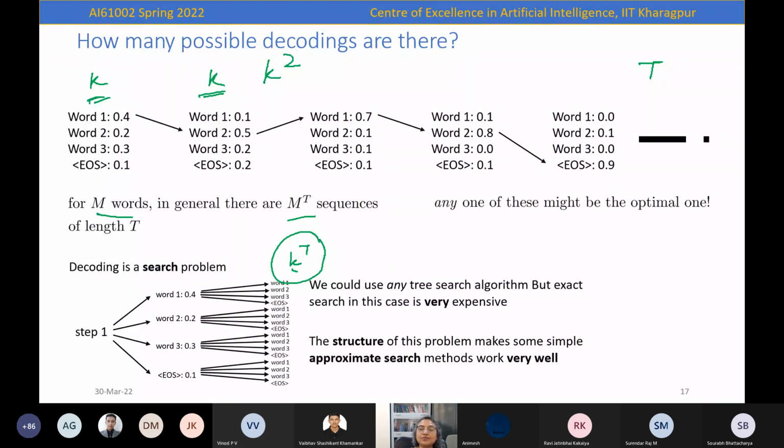So what we are going to do at every state, we are going to only keep k. Out of the k square sequences we have found at time step 2, we will keep the top k. And then these top k will be composed with the k words at the third time step. And out of these k square, we'll again take k. So at every step, we carry forward k sequences.